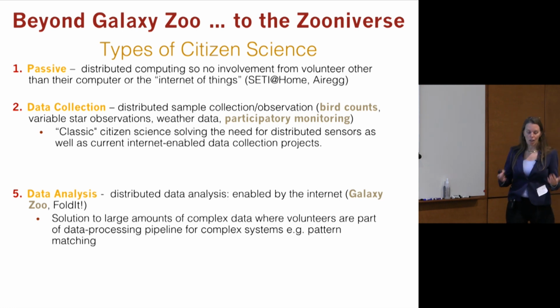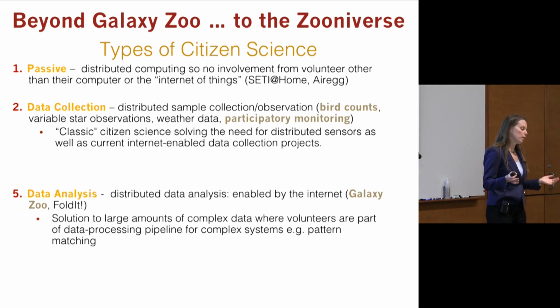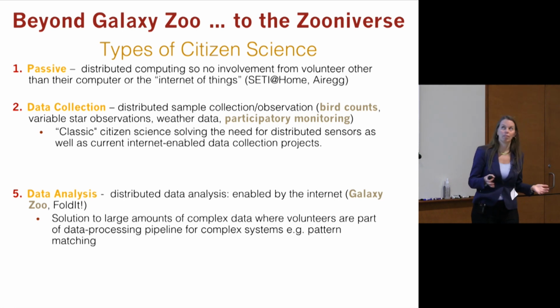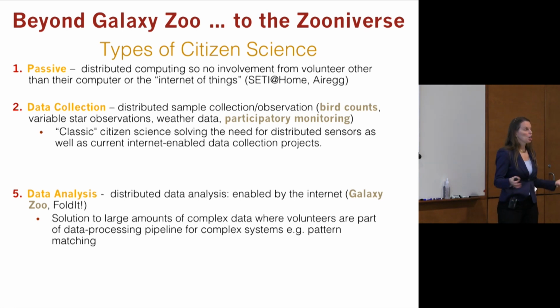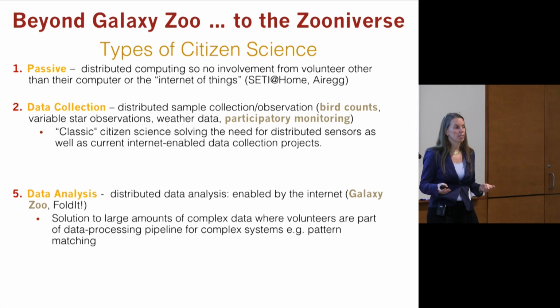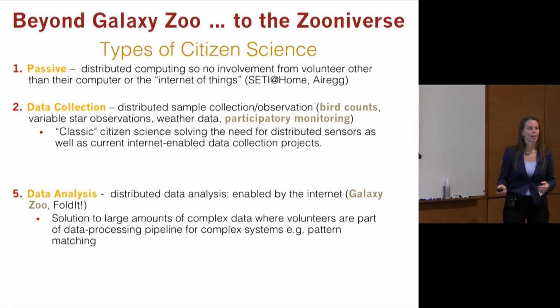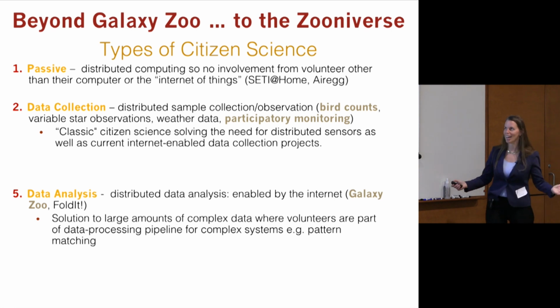So we started preparing ourselves for, what do we need to do to build an infrastructure like the Zooniverse? So we took a look at the variety of types of citizen science that were out there. And we categorized them. Again, we want to categorize things.